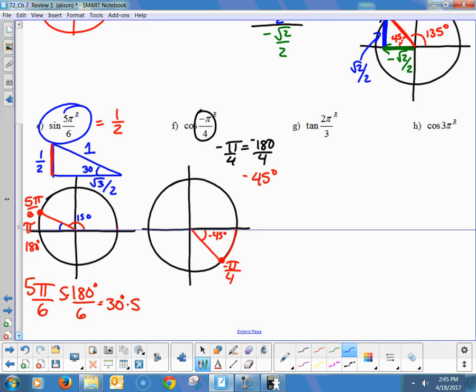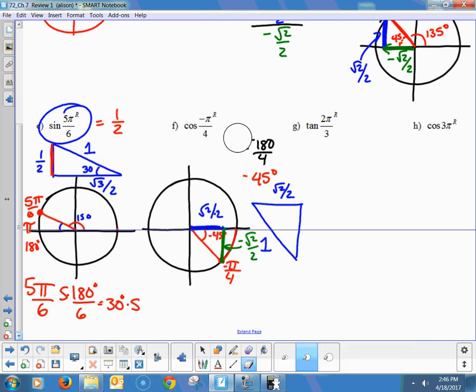Hey, 45 is special. It is a special triangle where the hypotenuse is 1, this side is root 2 over 2, and this side here is root 2 over 2. And this value here, the sine, is a negative value because we went down. What are they asking us for? The cosine. Well, the cosine is our x value, our back and forth, and so I'm just going to write my answer of positive root 2 over 2.